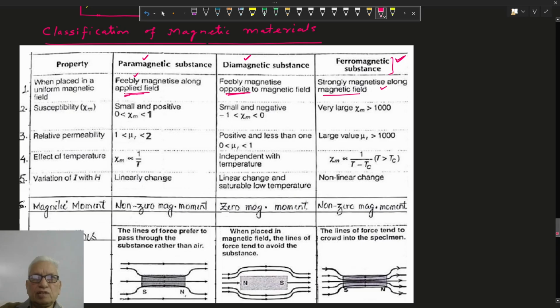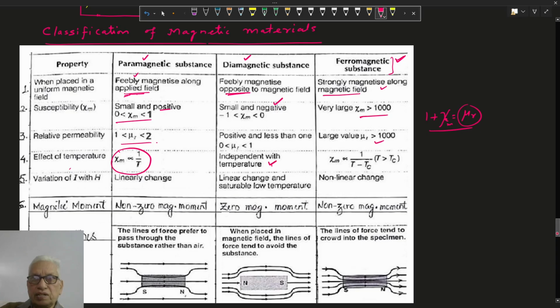Susceptibility is very small but positive for paramagnetic, and very small but negative for diamagnetic, that is why there is feebly very little opposition, and for ferromagnetic it is very large. Roughly for soft iron, susceptibility is more than 1000 times magnetized. Relative permeability for diamagnetic is between 0 and 1, for paramagnetic it is between 1 and 2, positive, and for ferromagnetic it is very large. From the relation, 1 plus chi m is what? If we add 1 to chi, it becomes the relative permeability. The effect of temperature in paramagnetic material is inversely proportional to temperature.